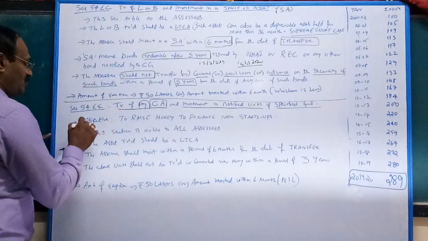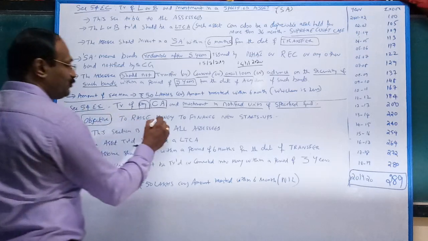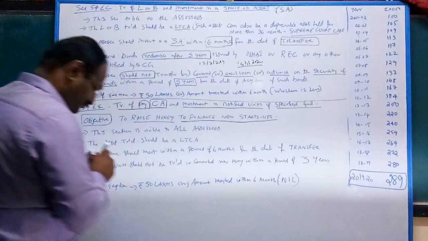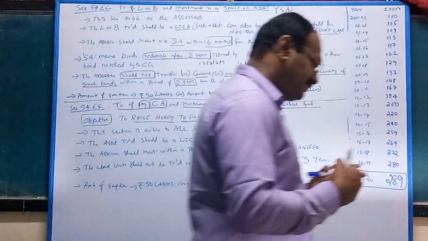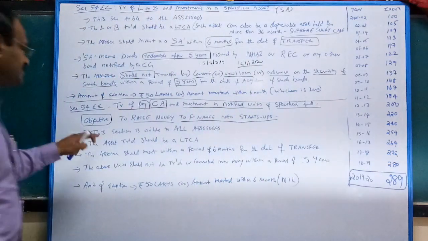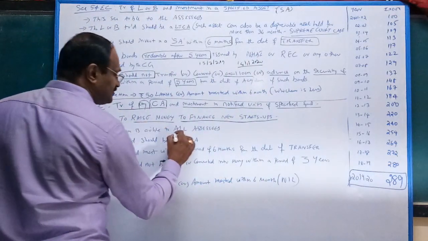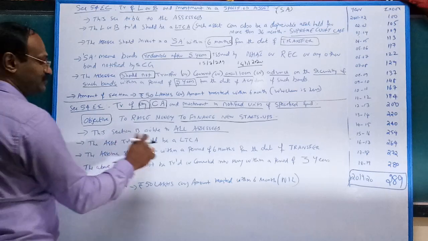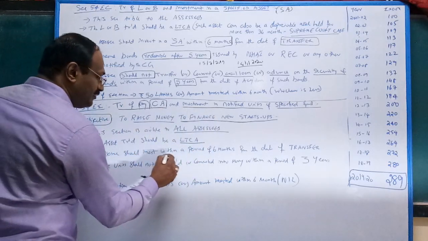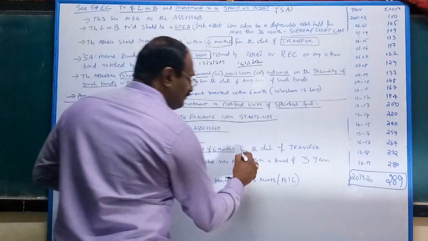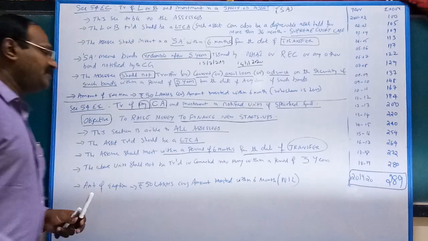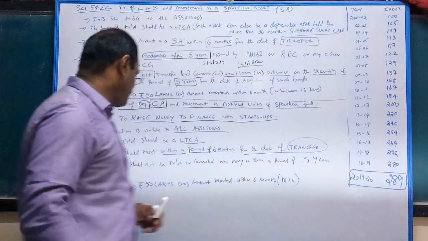See, this section's objective is very simple: to raise money to finance new startup companies. For that purpose, section 54EE. This section is applicable to all assessees. The asset transferred should be a long-term capital asset. The assessee should invest within a period of 6 months from the date of transfer.